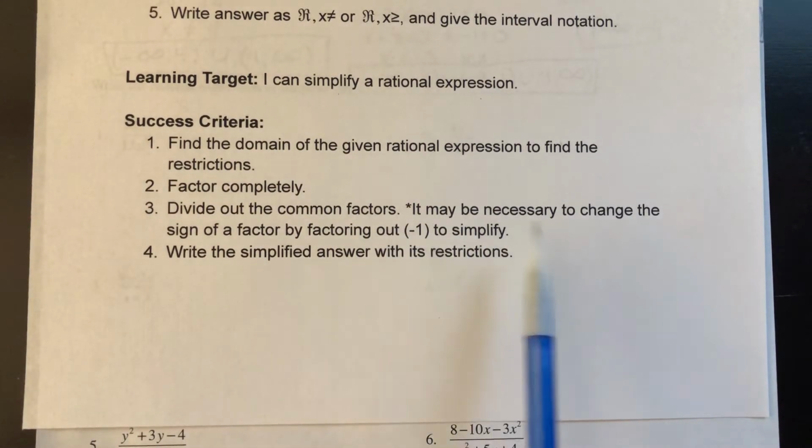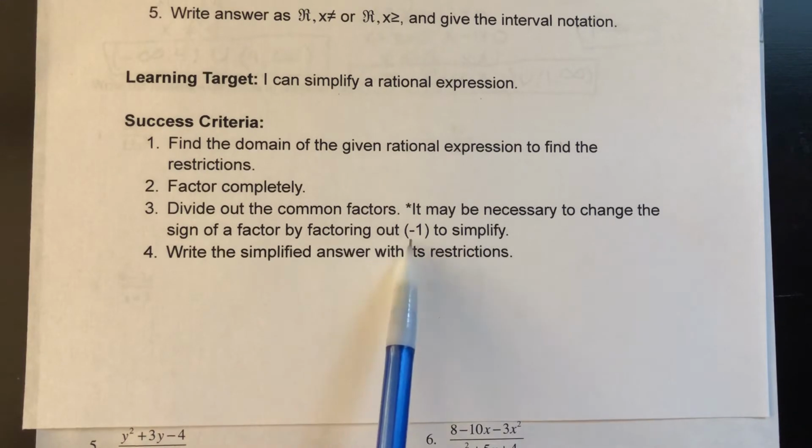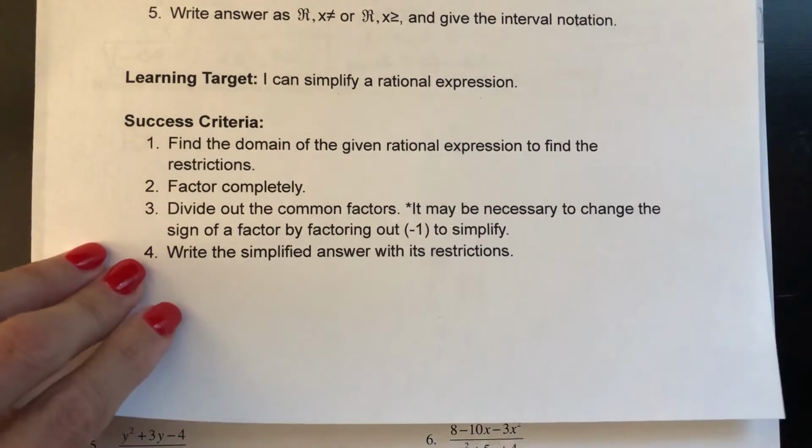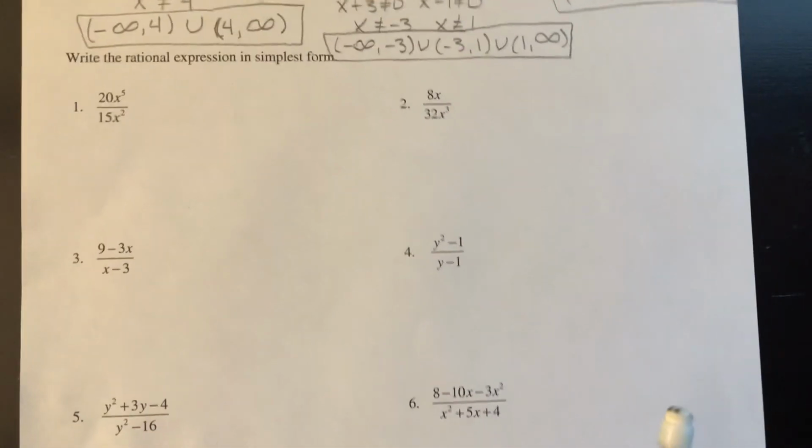And note this, sometimes you have to factor out a negative 1 in order to get those common factors to match up. And you'll see that in the homework. And then lastly, write the simplified answers with the restrictions being the domain there. All right, keep this handy so we can refer to it.